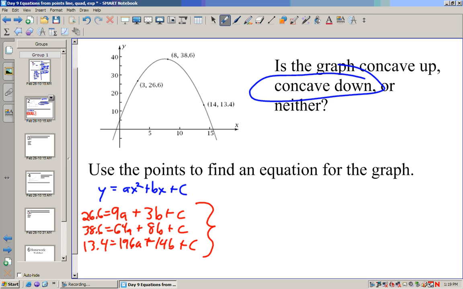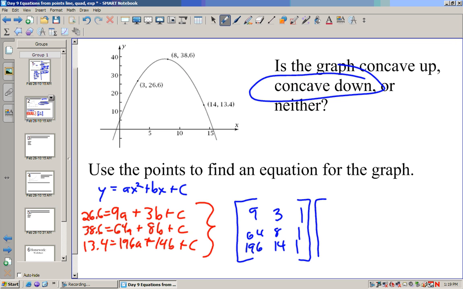We could solve this using substitution, which would be a fairly long process. So you could get your a, b, and c, and then plug your a, b, and c up here, and you have the equation. Another way is to use matrices. We can write this in matrix form by taking the coefficients of each of these to this side, which is 9, 3, 1, 64, 8, 1, 196, 14, 1, and put that into a matrix.